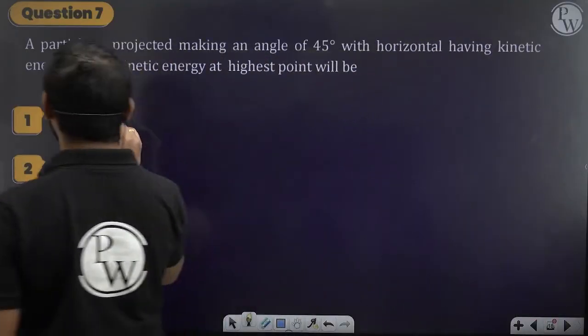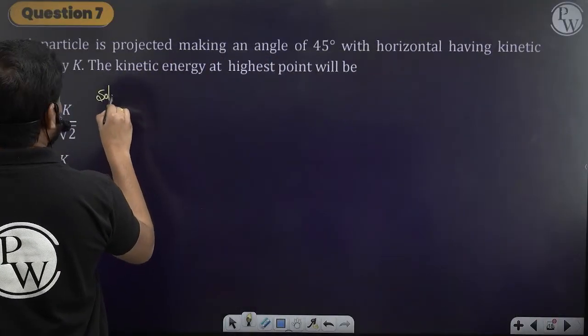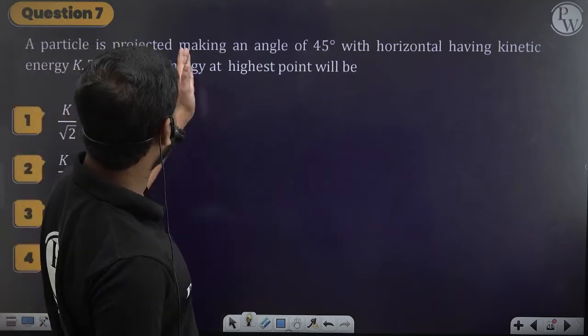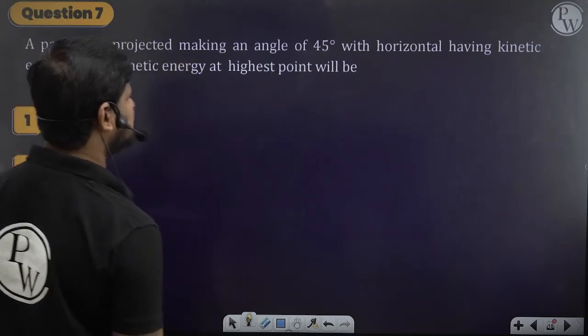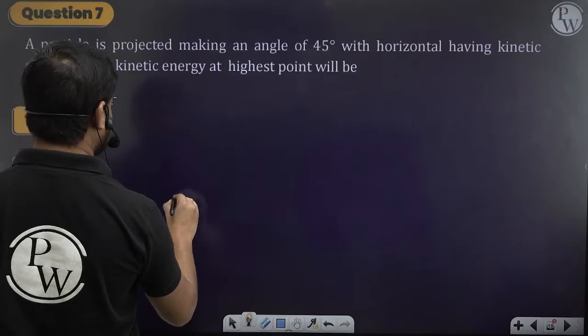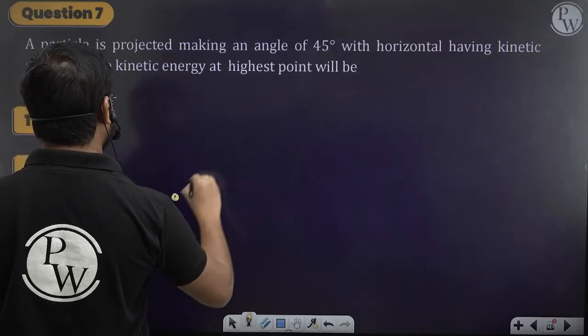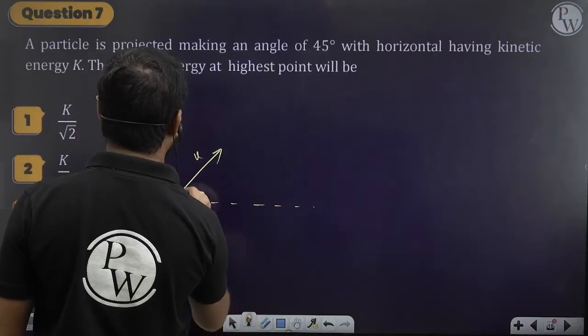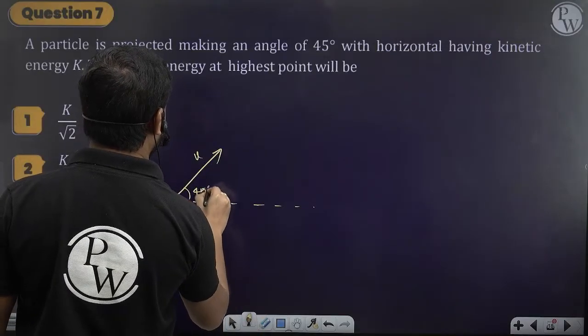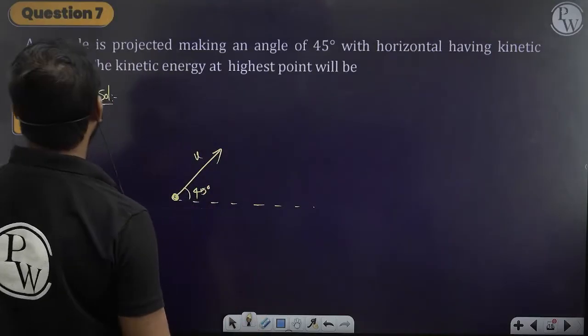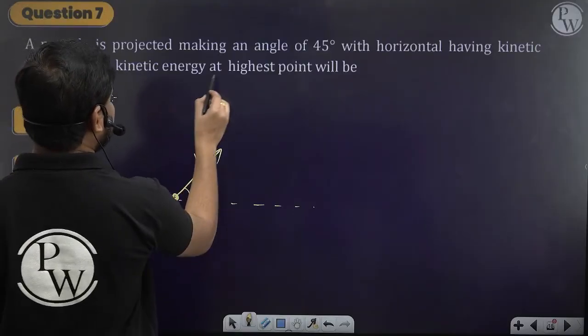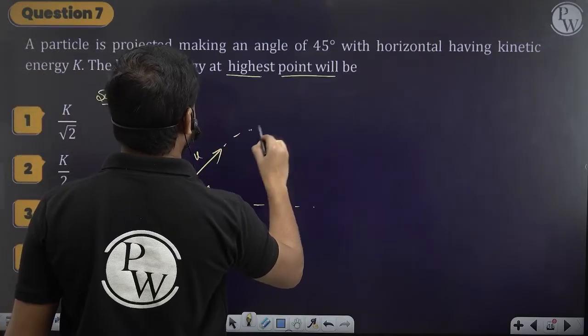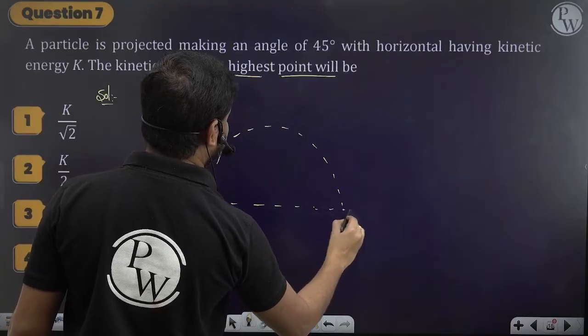What does the question say? See here. A particle is projected making an angle of 45 degrees with the horizontal, having kinetic energy k. Let's suppose it is projected with some velocity u, making an angle of 45 degrees with the horizontal. With the horizontal having kinetic energy k, the kinetic energy at the highest point will be, so it makes a projectile path like this.